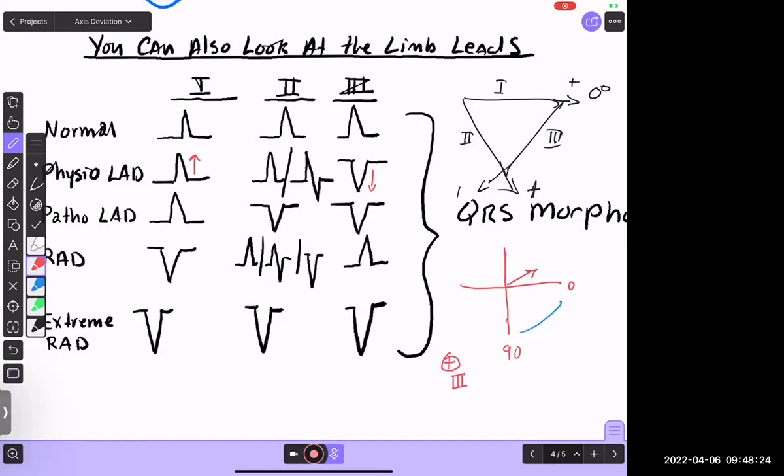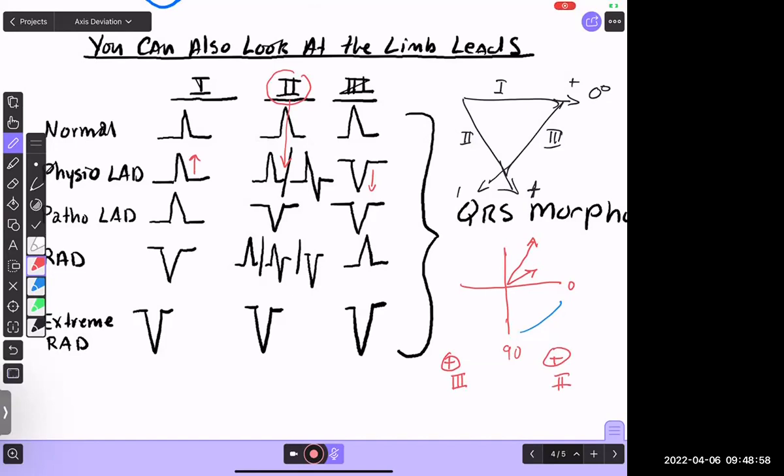And the more and more shifted you become, the more and more likely lead 2 is to become negative. The delineation between physiological and pathological left axis deviation is when you have deviated into proper left axis deviation territory, you will be moving away from the positive electrode of lead 2 down here.